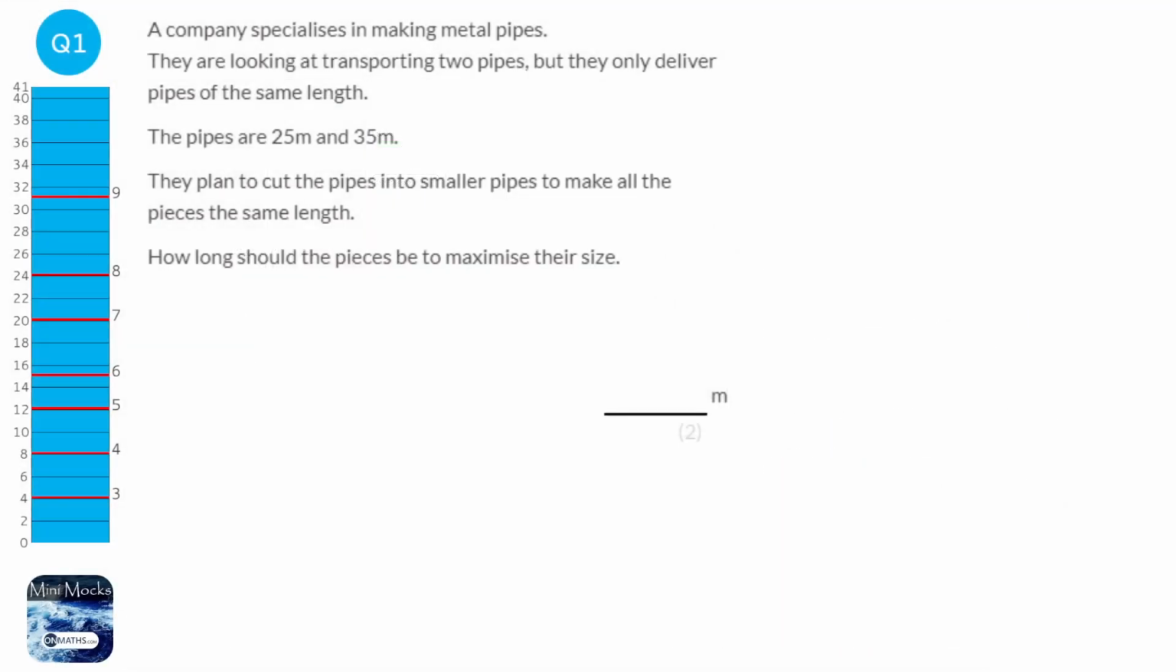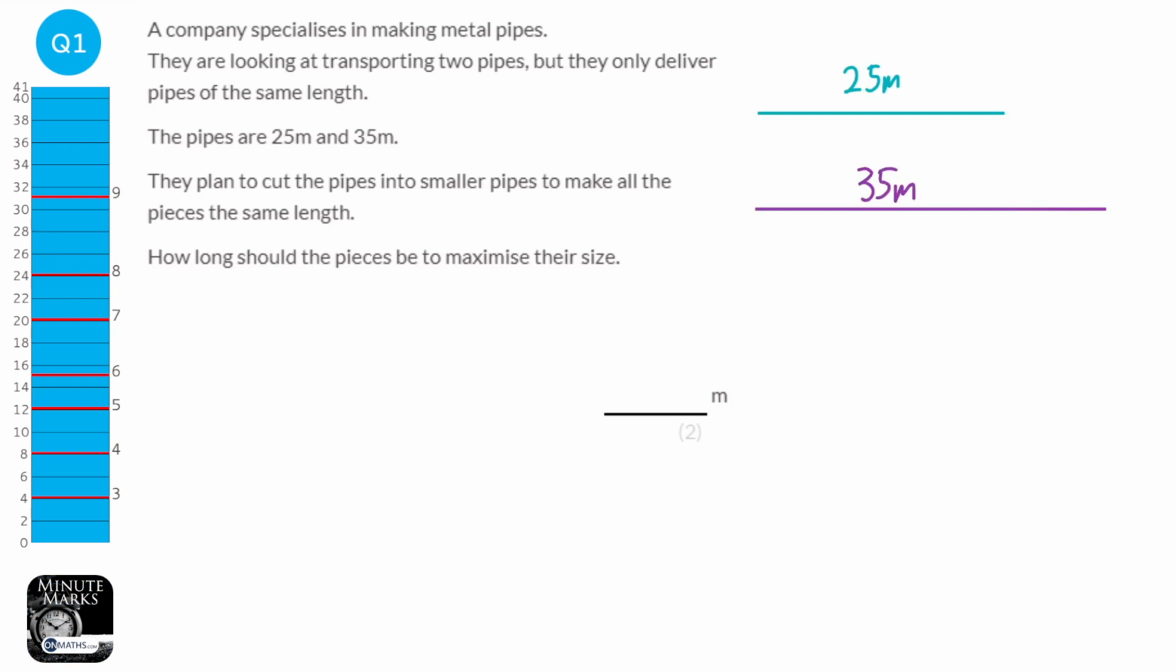So if we imagine we've got the 25 metre pipe here, and we've got the 35 metre pipe here. The question's basically asking us what can we cut all these pipes into, and they all have to be the same length that will fit with the 25 metre and the 35 metre. And essentially what this question is asking is, what is the highest common factor of 25 and 35?